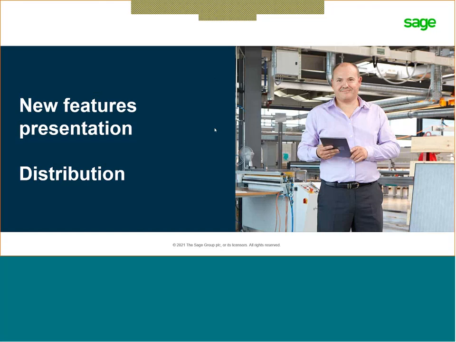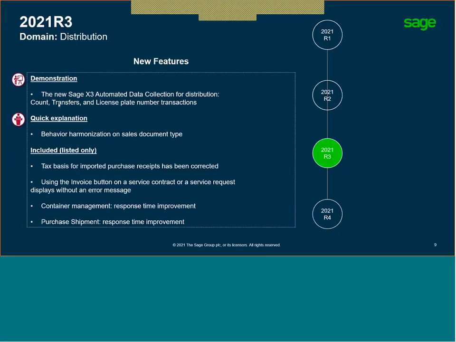So the new features presentation for the distribution part. I will explain to you the new features related to the ADC. So we are completing, in fact, the ADCs with additional functions and inquiries, such as counts, interface transfers, or subcontracting transfer, license plate number transaction also, LPN. I will also quickly explain the behavior harmonization on sales document types. And then I have listed some improvements and bug fixes.